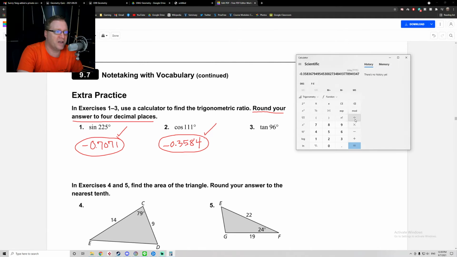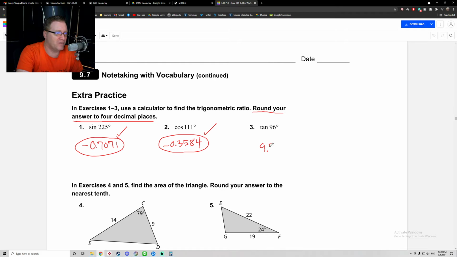Easy. All right, and the next one, clear it. Next one, tangent of 96. So we just write 96, and then we're going to hit tangent. And I got negative 9.51436. 6 is greater than or equal to 5, so we need to round up. This 3 is going to become a 4 at the end, so it's going to be negative 9.5144. All right, so there we go.